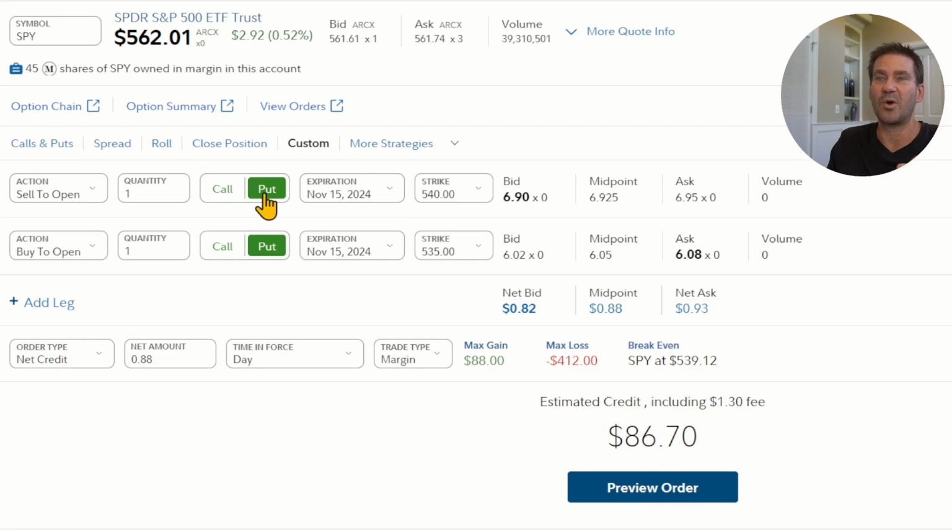Or we do the same thing. We close this out and then we roll this out, maybe we go out to December or January of next year and we roll to a lower strike price. Maybe we roll down to 535 or 530. And we can get away with that by adding more time and rolling to a lower strike price and adding credit. So I love the fact that I can get across these periods of time, activate some money, and have that flexibility in these option trades.